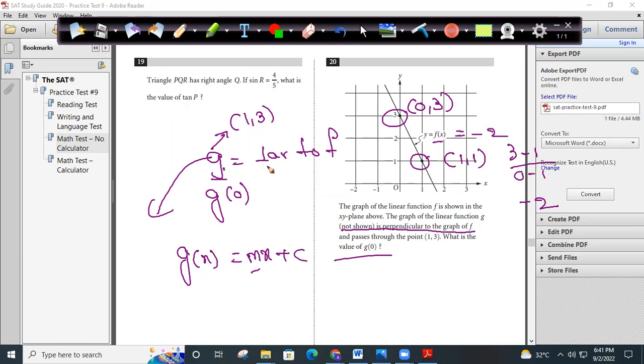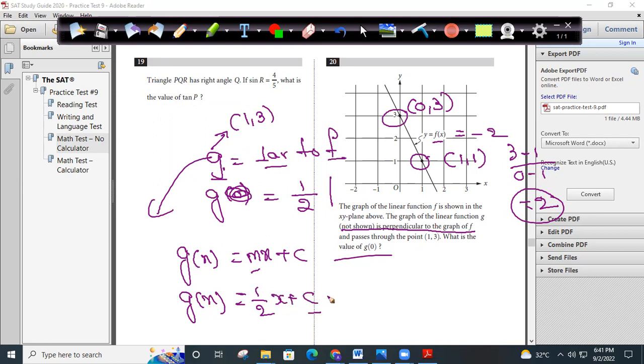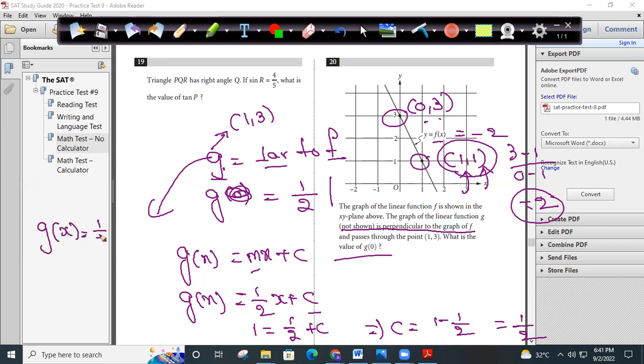So what is the slope of g? Perpendicular to f, so the slope of g is the negative reciprocal: negative of minus 2 is plus 2, reciprocal of 2 is 1 by 2. So g of x is equal to 1 by 2 x plus c. I need to find c. I clearly told you can plug in any point that you like. I would like to plug in (1, 1), where x is 1, g of x is also 1. 1 is equal to 1 by 2 plus c, or c is equal to 1 minus 1 by 2, which is 1 by 2. So g of x is equal to 1 by 2 x plus 1 by 2.